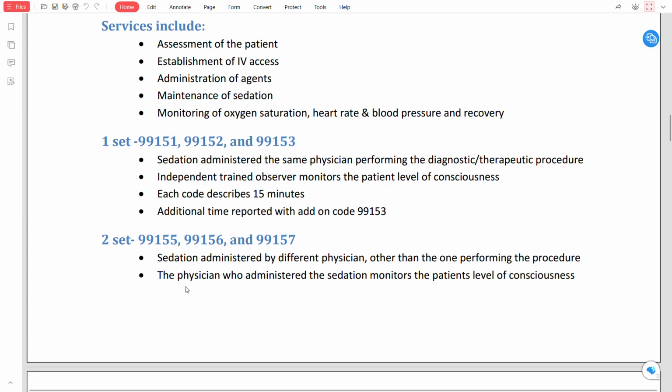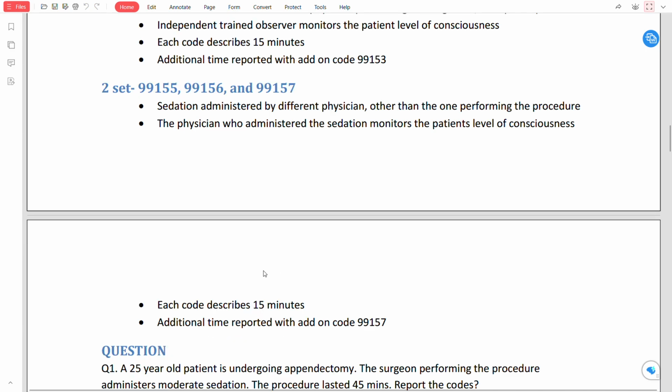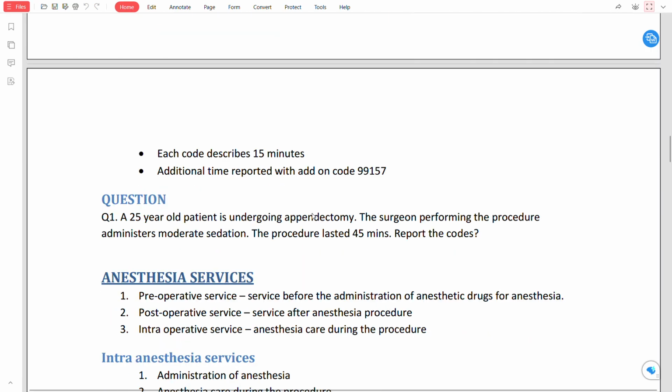Okay, and the second set is explaining 99155, 156, 157. This is the range of the code. Here the sedation administered by a different physician is mentioned, a different physician other than the one performing the procedure, and the physician who administered the sedation monitored the patient's level of consciousness. Also it describes 15 minutes. And in your documentation, for extra time reported, you have to add on code 99157. Clear? So do check it out guys in your textbook.